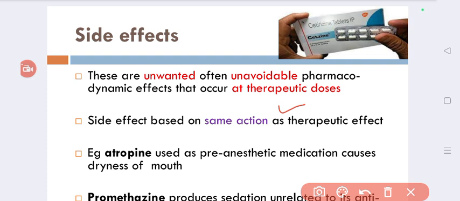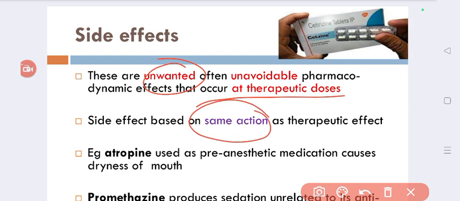Then what is meant by side effect? The very commonly used term. Whenever a patient goes to the doctor, the first question he asks is, is there any side effect of this drug? So what is meant by side effect? Side effect is an unwanted but often unavoidable pharmacodynamic effect that occurs at a therapeutic dose. It is based on the same action as the therapeutic effect: desired effect and undesired effect.